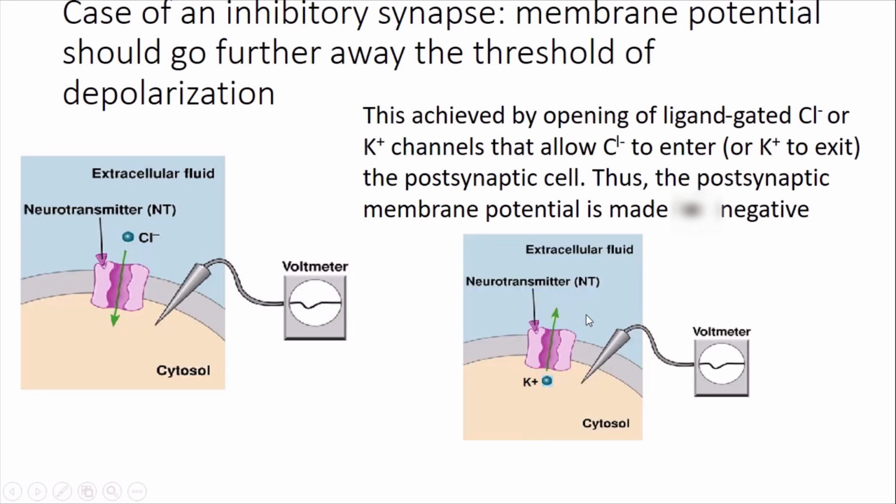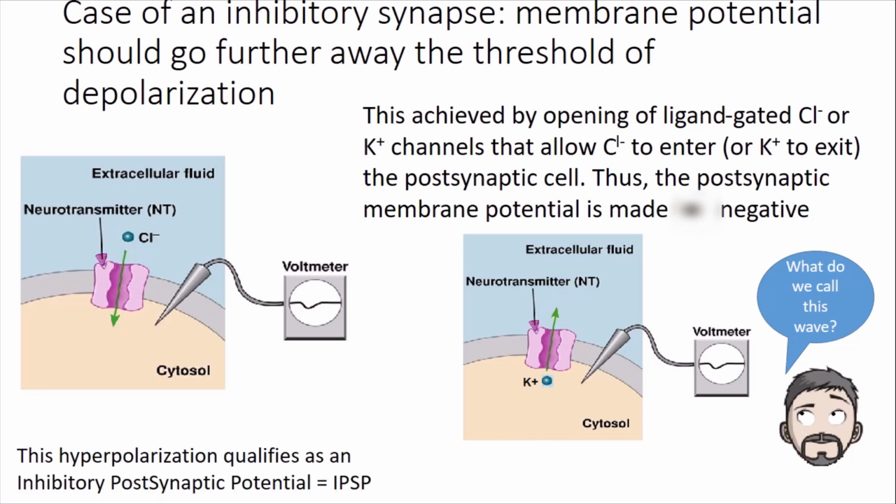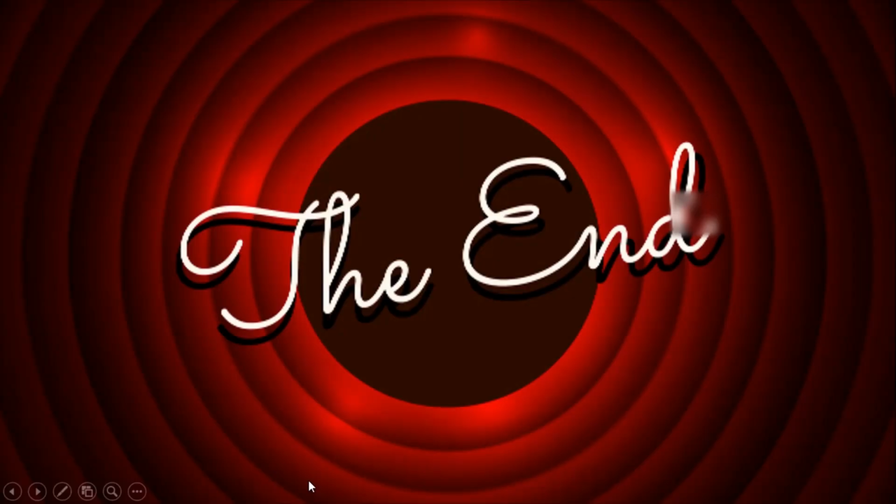And we can do the same thing if we open K+ channels, because when K+ exits, it will make the membrane less positive inside, so it's more negative, so also the same result. What do we call this wave? Go ahead, think about it. It's an inhibitory postsynaptic potential, a hyperpolarization, but the more appropriate name is inhibitory postsynaptic potential, or IPSP.